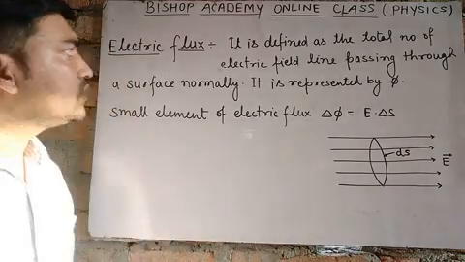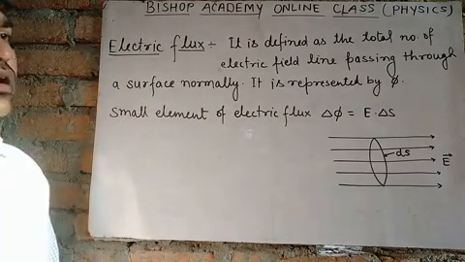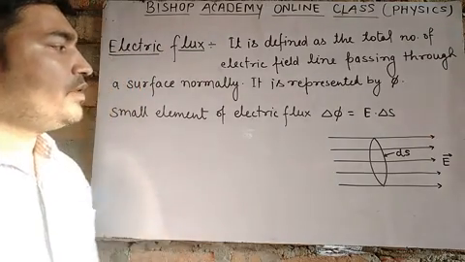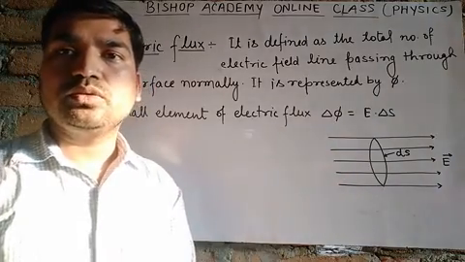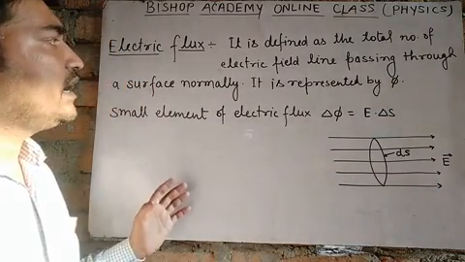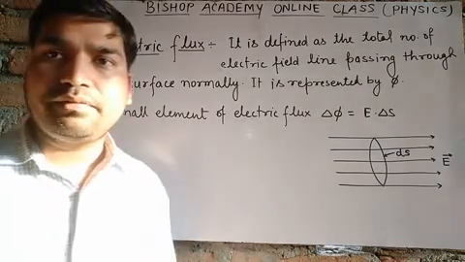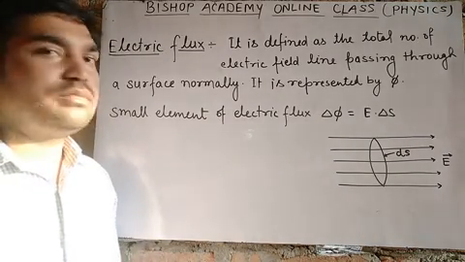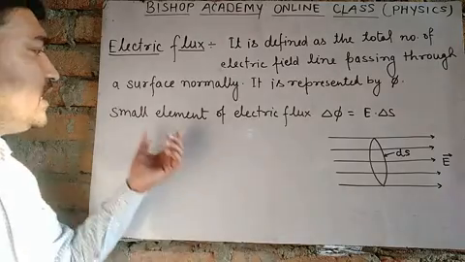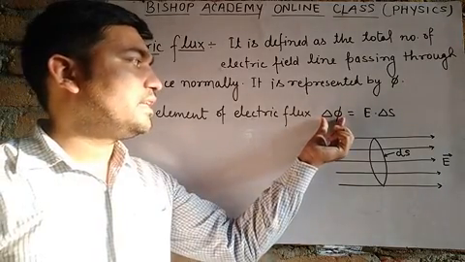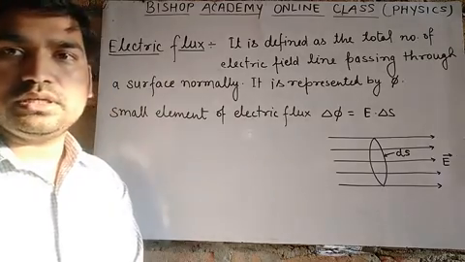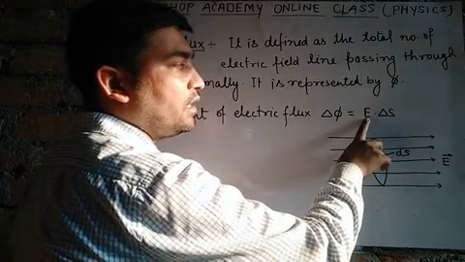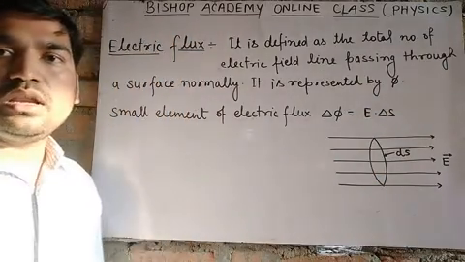The next topic is electric flux. Electric flux is applied when a number of electric field lines pass through a closed surface, and it is defined as the total number of electric field lines passing through a surface normally, and it is represented by phi. Mathematically, the small amount of electric flux is written as E into delta S, in which E is the electric field and delta S is the small amount of area.